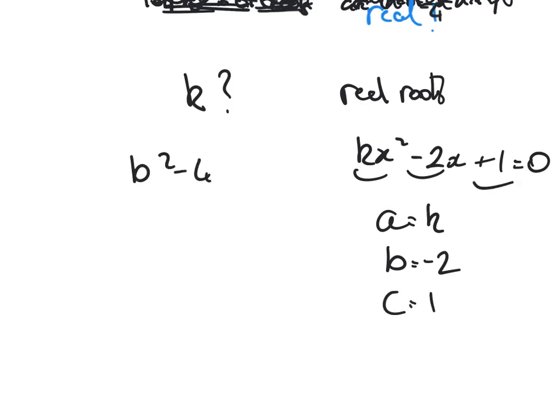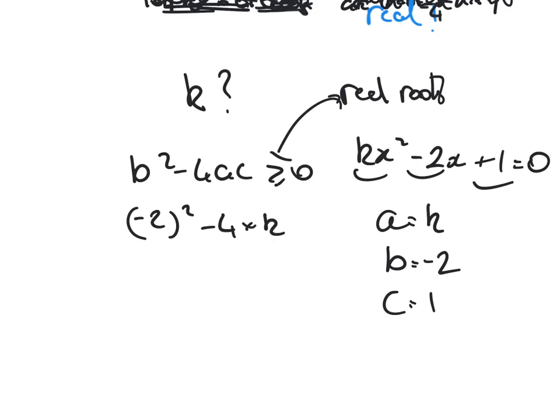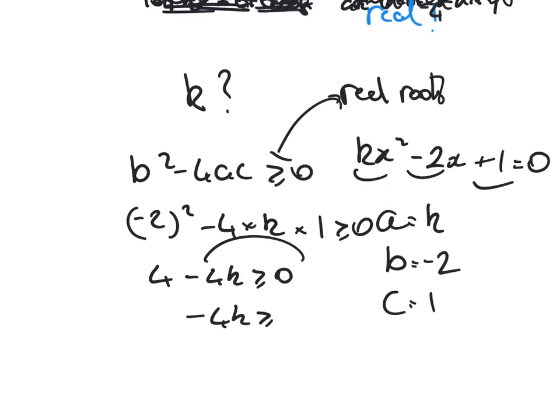Okay, let's put down the condition. b squared minus 4ac is greater than or equal to 0 because we've got real roots. So minus 2 all squared minus 4 times a, which is k, times c, which is 1, is greater than or equal to 0. That's 4 minus 4k is greater than or equal to 0. Minus 4k is greater than or equal to minus 4. Flip the inequality around because I'm about to divide by a negative number. And minus 4 divided by minus 4 is 1, so k is less than or equal to 1.